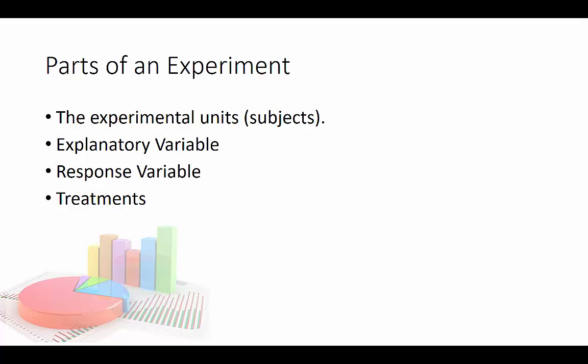Now, the treatments are when you use whatever you think is the explanation. For example, with the hormones, we could do placebo or a certain level of hormone or another level of hormone. We could have 3 different treatment plans, and that would be part of the experiment. And we look at how the different treatments affect the response variable. So let's go ahead and look at an example.